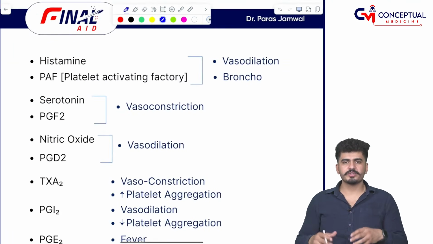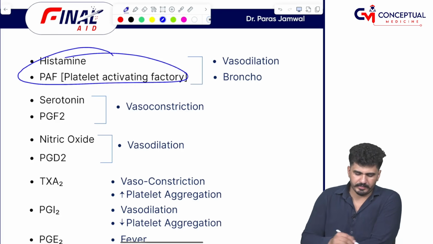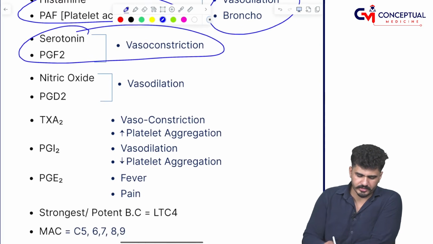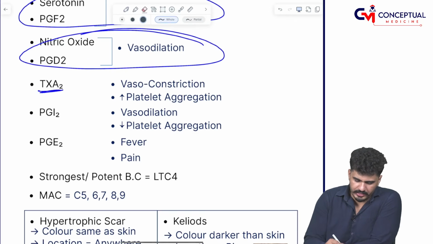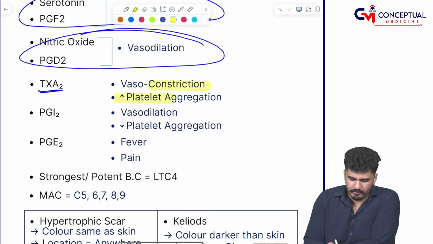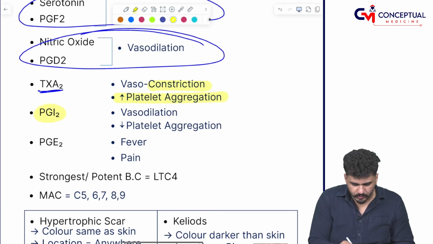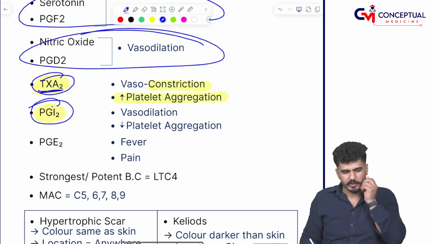Coming on to who is doing what. So important one-liners, we have to read them here. Histamine and platelet activating factor are doing vasodilation. Serotonin is doing vasoconstriction. Nitric oxide, vasodilation. Thromboxane A2, remember, is doing vasoconstriction. And the moment it does vasoconstriction, platelet aggregation starts. Opposite to this, prostaglandin I2 is there. So thromboxane A2 and prostaglandin I2 are important.